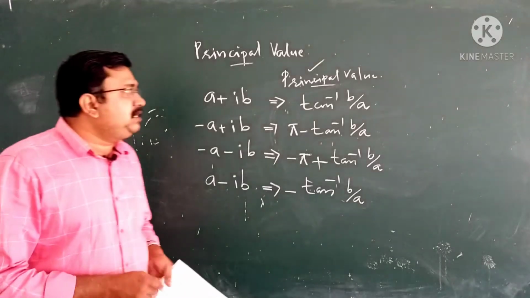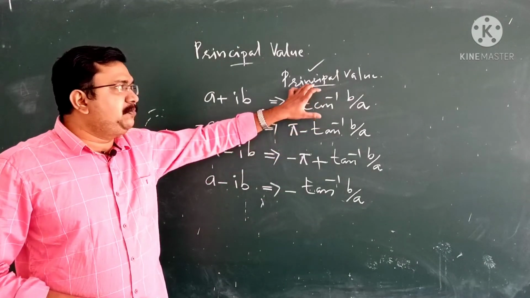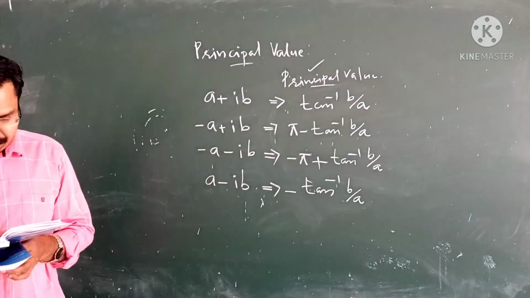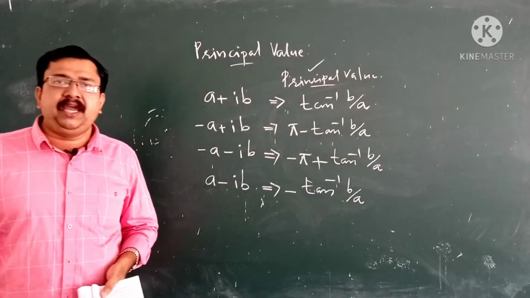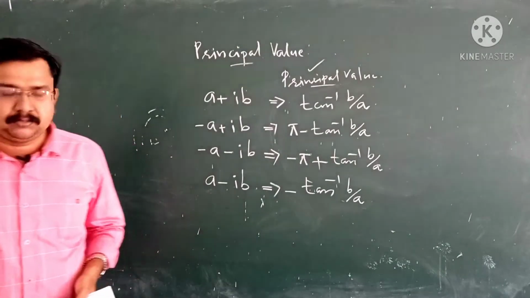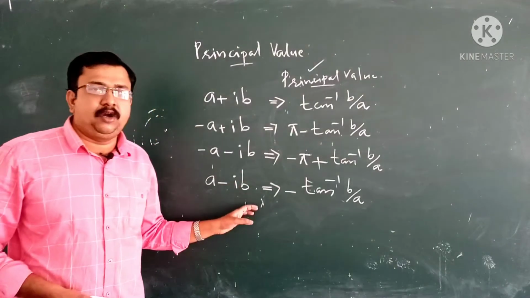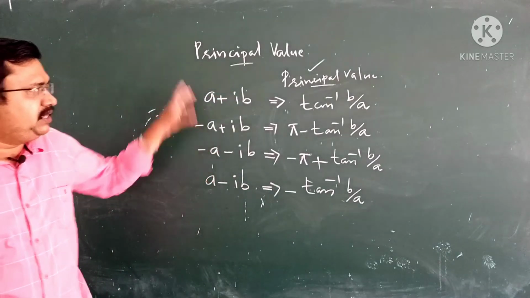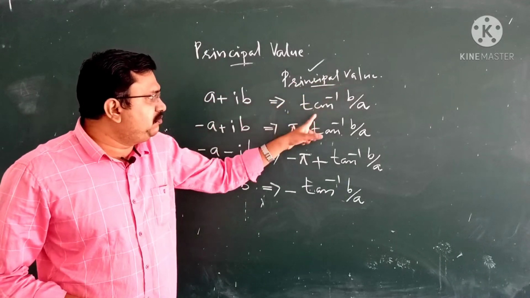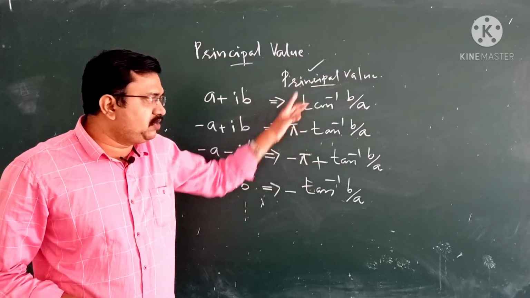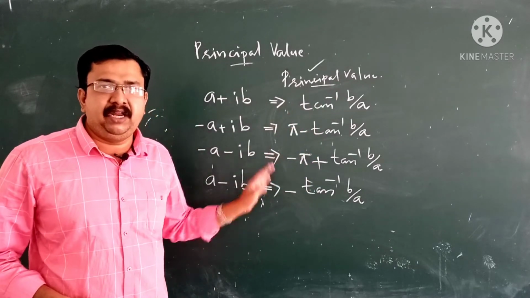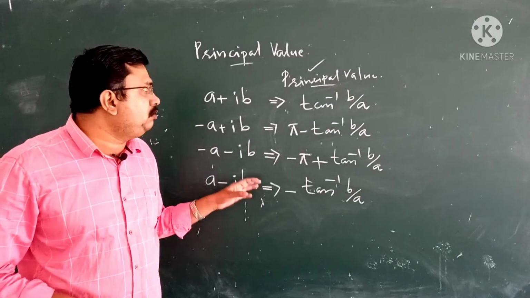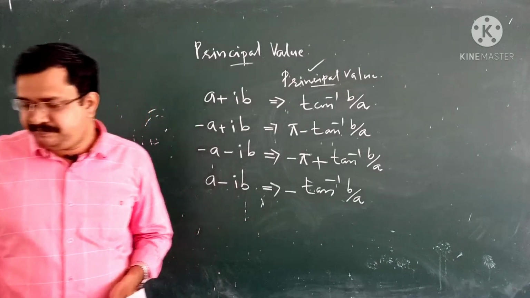Okay, remember that another name for principal value is principal amplitude. Now we can do some problems. Please write down in your notebook. This is the form of a complex number. Then we can find the principal value using these equations. Four equations are there, very important. Now we can do some problems based on principal value.